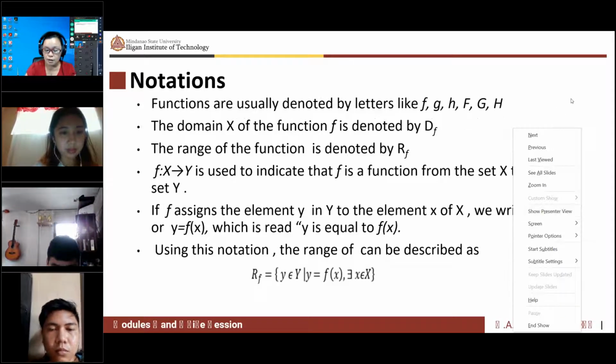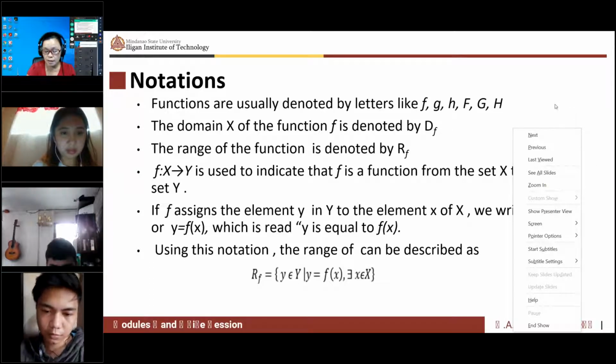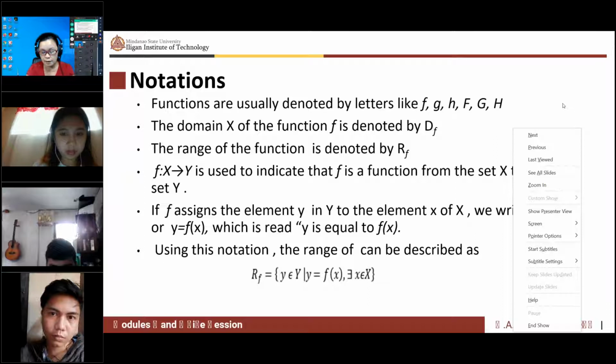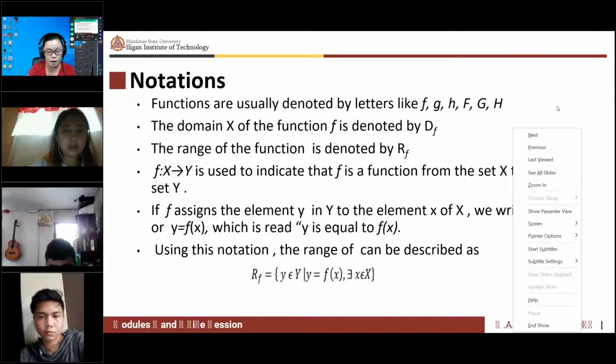Okay. So for the notations, we use letters capital F, G, and H, but these are not limited to these letters. Other authors use Greek letters, but we just have to clearly and distinctly determine that those letters stand for functions.